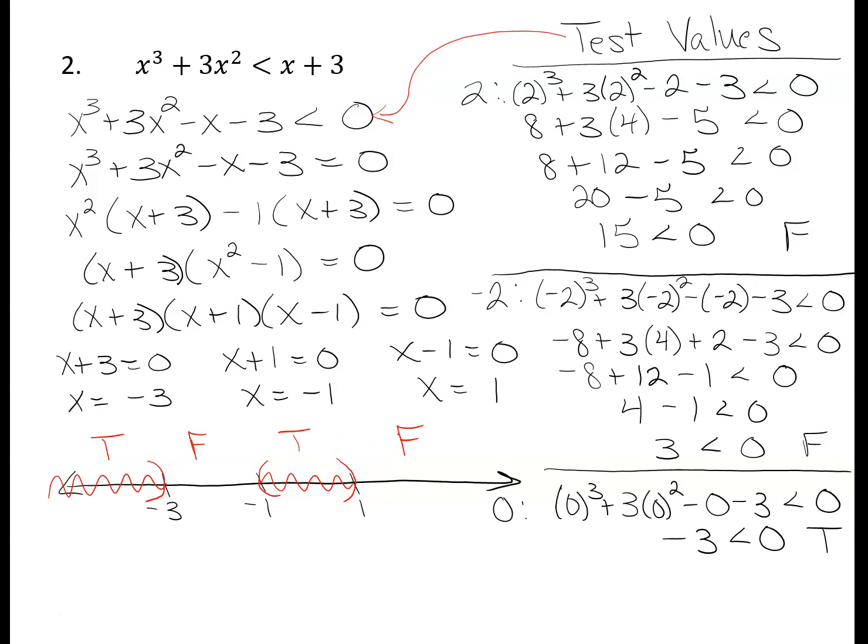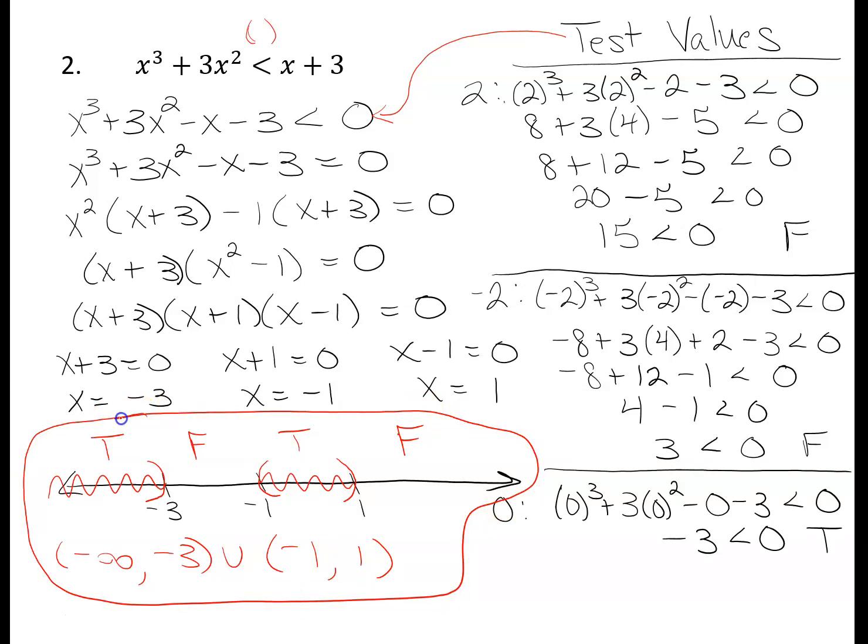Okay? No bar means parentheses. And then the last step, write the interval notation. So negative infinity to negative 3, union, and then this second interval would be from negative 1 to 1. You're only putting the shaded intervals in your solution set. So all of this is our answer. We've got the solution set on the graph and then in the interval notation.